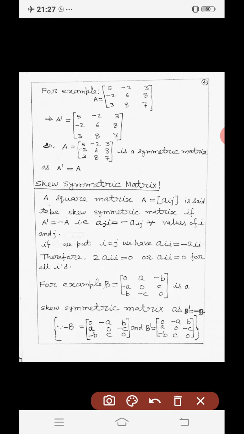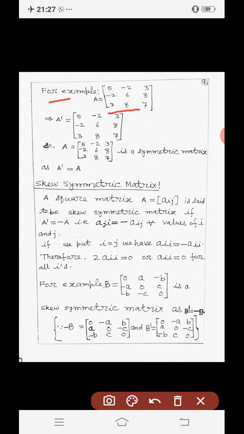In other words, we can say that if one puts a mirror on the main diagonal of a symmetric matrix, we get the image of one side entries on the other side. For example, matrix A with elements 5, -2, 3, -2, 6, 8, 3, 8, 7.